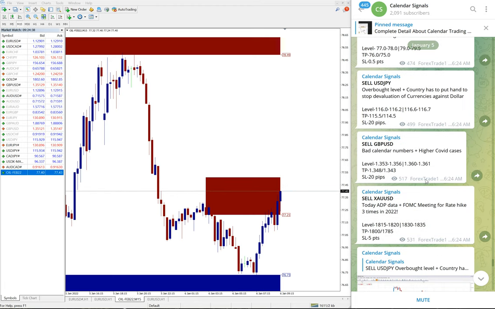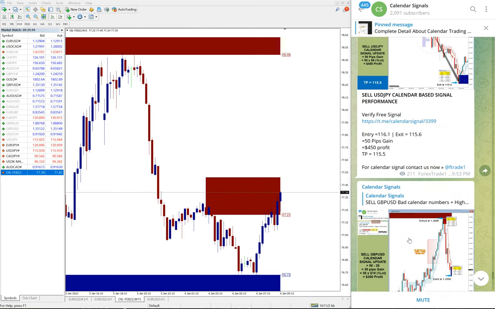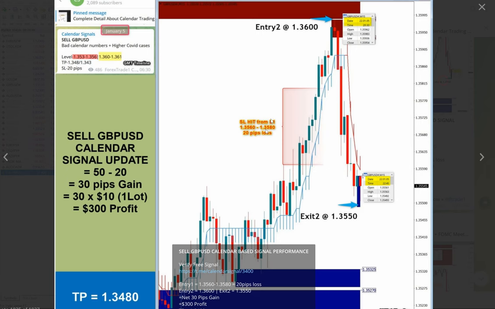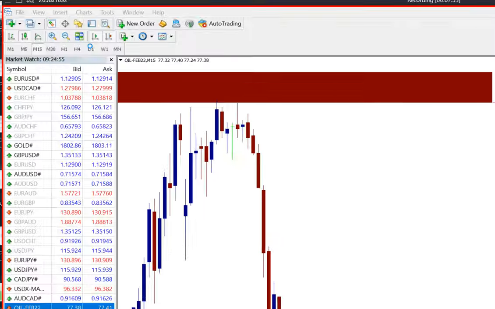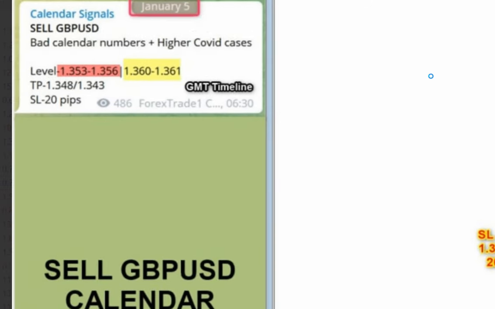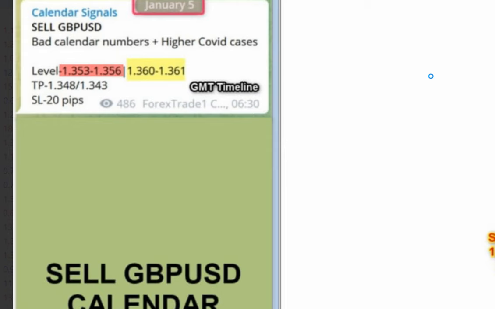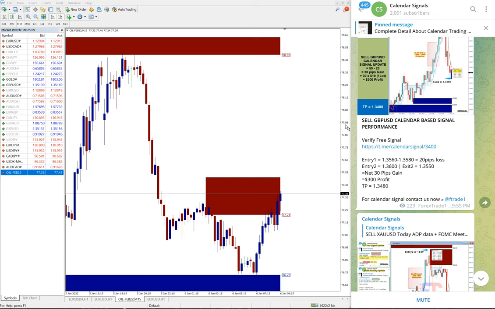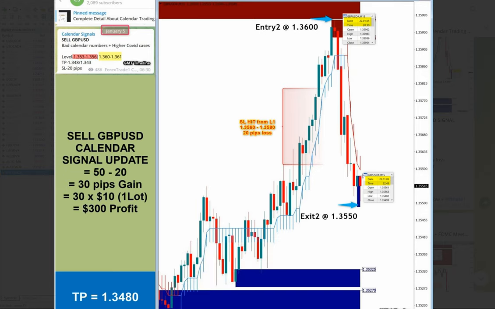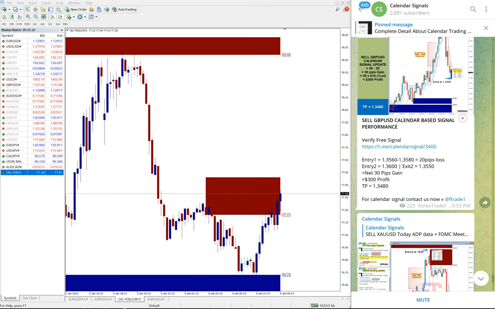Then the next signal is sell GBPUSD, and GBPUSD also performed. Here is the performance. The first entry, same like USOIL, first entry SL hit, which is 20 pips. We always keep risk of 20 pips. You see SL is 20 pips here, and this is the entry level. The first level entry SL hit, then from second level entry it performed, and that is what we have detailed in this image. And 50 pips gain from the second entry.